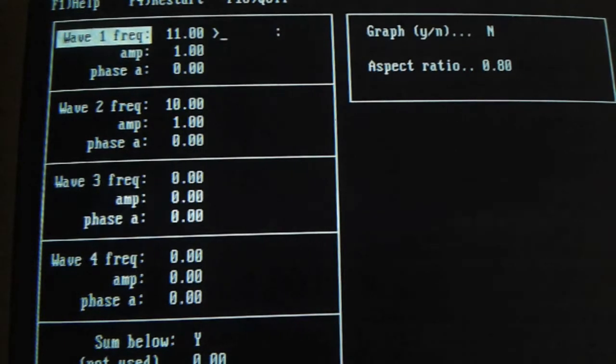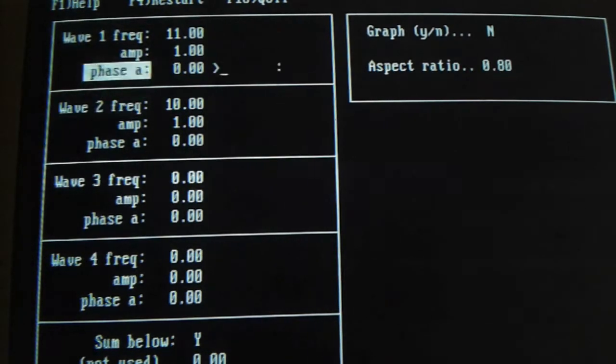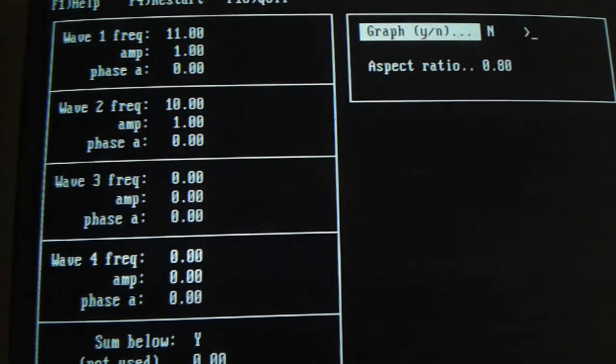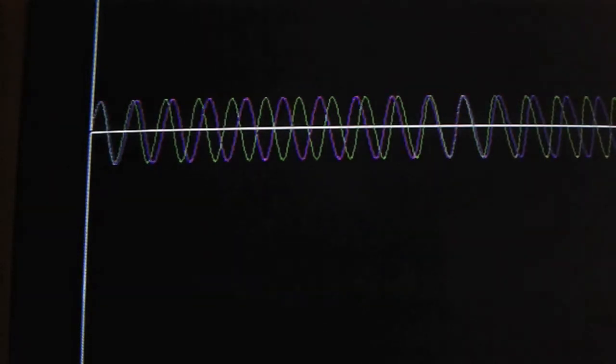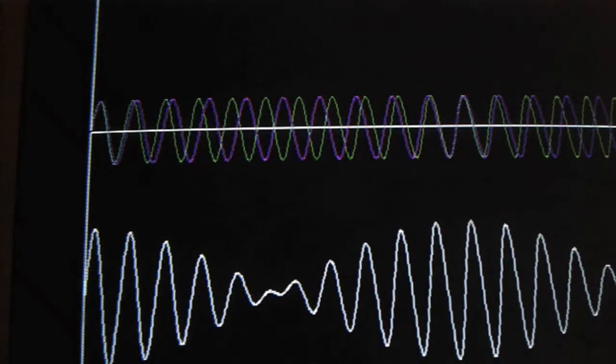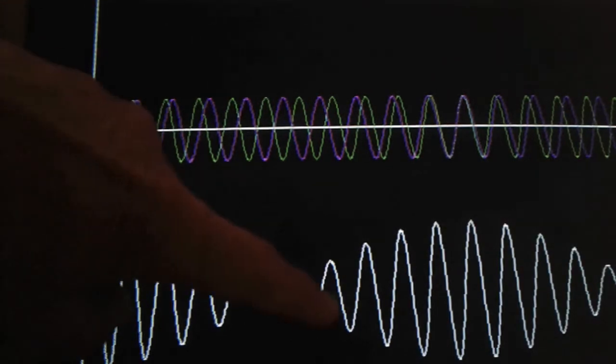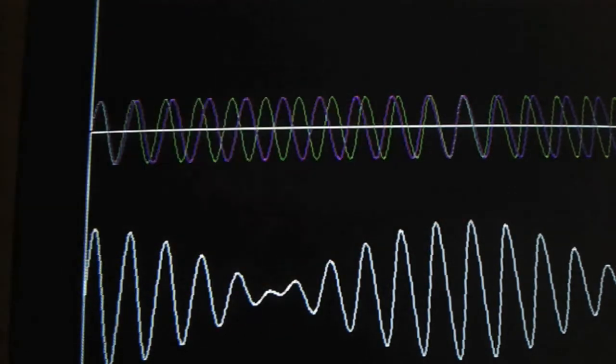We're now going to have 11 Hertz versus 10 Hertz. Both starting at the same phase angle. First wave, second wave. Notice how they're in phase at the beginning, but then they drift out of phase. Then they drift back in phase. That's how we get loud, quiet, loud again. Going from loud to quiet to loud is one cycle. That's one beat. The difference is 1 Hertz.